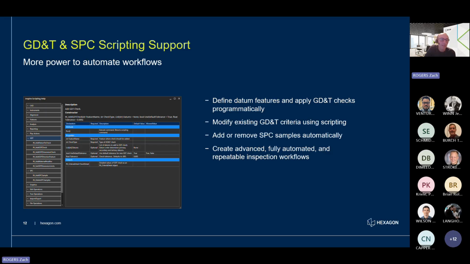Very similar, related to that, we've added GD&T and SPC scripting support inside of Inspire's scripting engine. So this is for anybody using Inspire scripting or automation. And we've basically made it so that you can do all of this completely lights out, right? Just write a script and let it do it for you. You can define datum features, apply GD&T checks through code, modify criteria, and also add and remove SPC samples as needed. And this opens the door to fully automated workflows that simply weren't possible before.